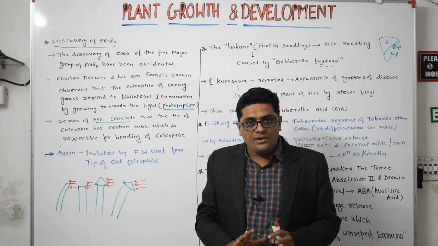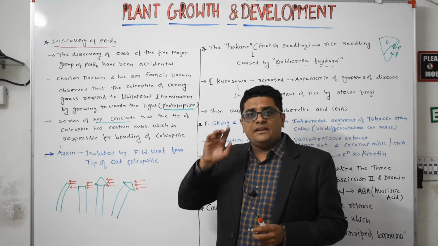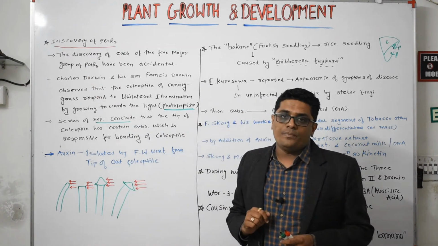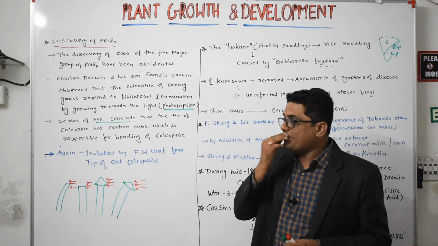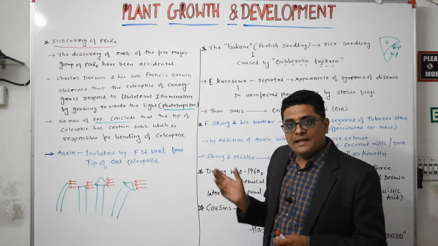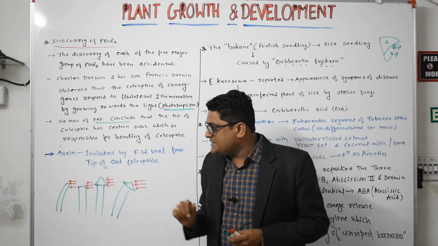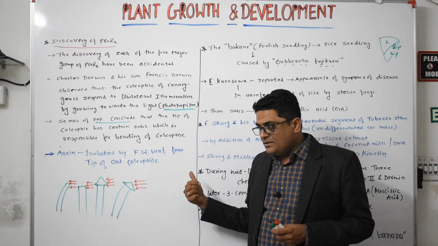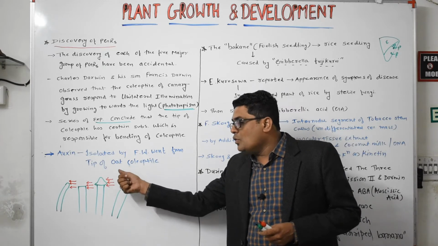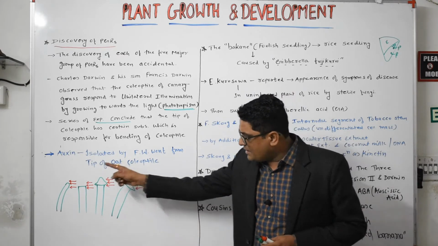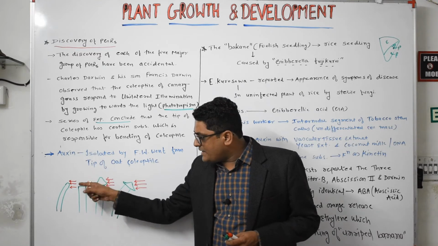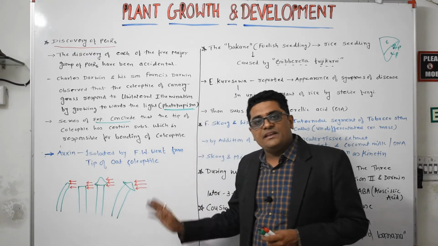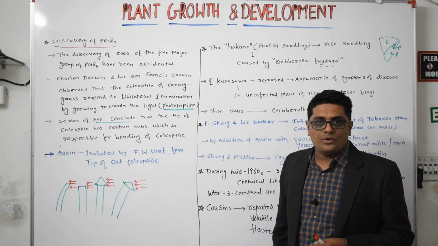And what did they observe? They observed that the tip of the coleoptile bent towards the light, and that process is known as phototropism. Then after, the auxins were first isolated by F.W. Went from the tip of the oat coleoptile. Okay, here this is the figure. When the light illuminates the tip of the coleoptile, it bends towards the light, which is known as phototropism.